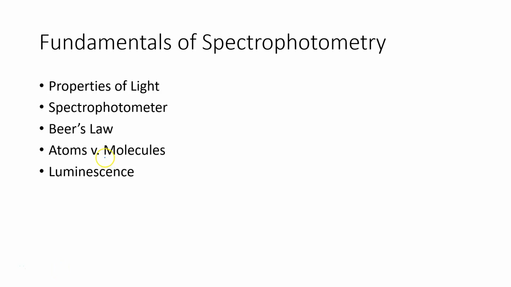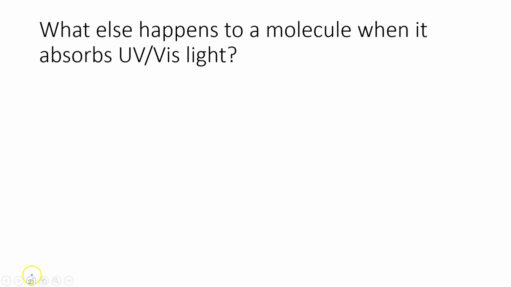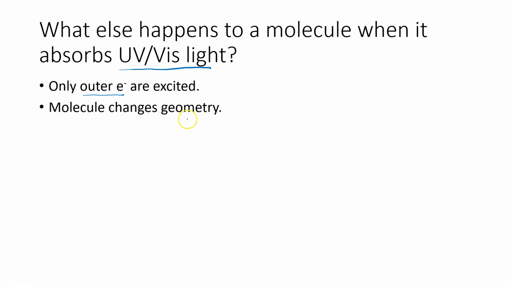Everyone, I just want to say a few more things about molecules and what happens when they absorb light. I don't think I ever mentioned that when a molecule absorbs UV-Vis radiation, it's only the outer electrons that are excited. And sometimes during a transition, the molecule changes geometry. The example that Harris gives is for formaldehyde. Here is the Lewis dot structure for formaldehyde, where you have that trigonal planar geometry around that carbon atom.